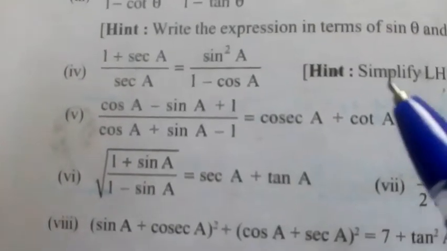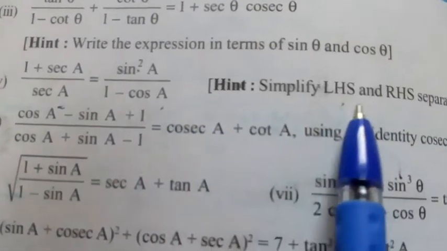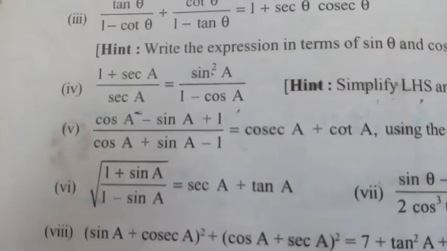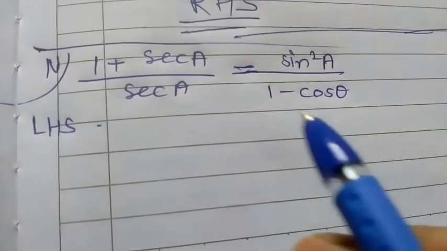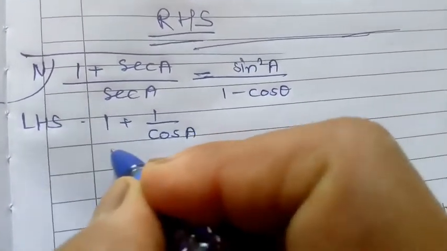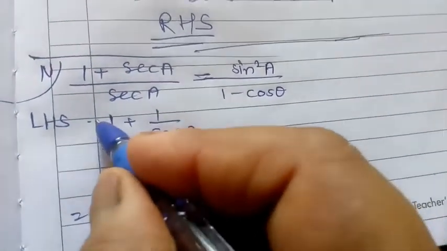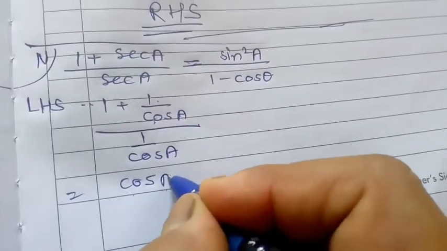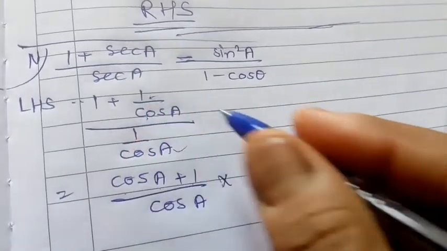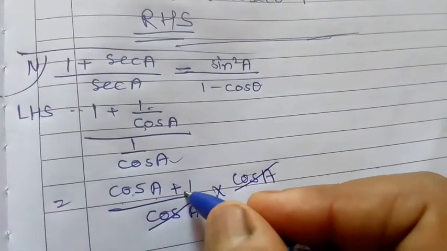Question number 4: 1 plus sec a upon sec a equal to sin square a upon 1 minus cos a. The hint is given that LHS and RHS should be solved separately. I am trying to do this. LHS: 1 plus sec a upon sec a. Sec a is the reciprocal of cos a, so 1 by cos a plus 1 upon cos a, and reciprocating, cos a is multiplied in the numerator. Cancel cos a. We get cos a plus 1.